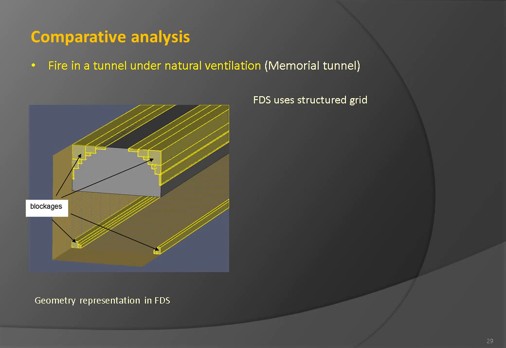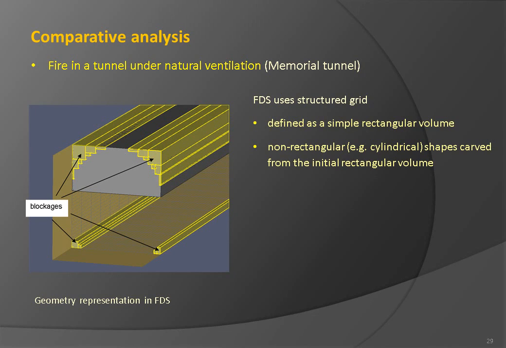FDS uses a structured numerical grid. As the figure shows, the simulation domain needs to be defined as a simple rectangular volume. Non-rectangular, in this case cylindrical shapes, need to be carved out from the initial volume using rectangular blockages. Due to rectangular blockages, curved walls are not smooth and therefore the boundary layer is not approximated.